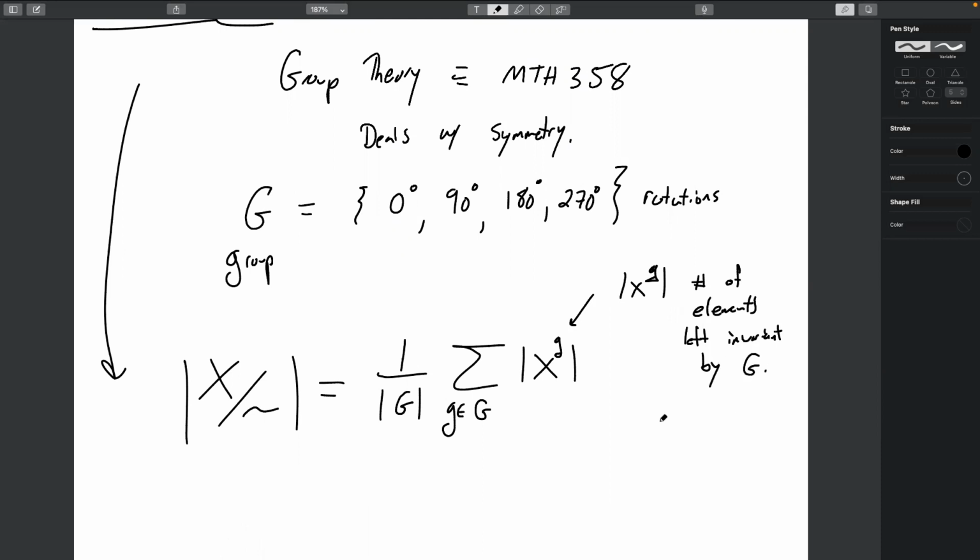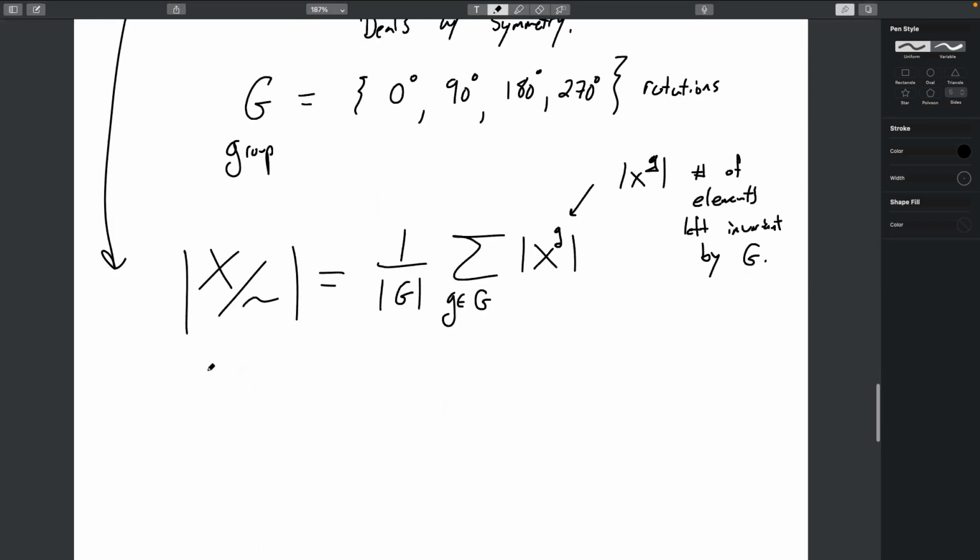I don't know if, when I teach abstract algebra, I usually don't get to this, but did anyone get this formula when they took it? Yeah? We covered it. Okay, but you did some orbit stabilizer kind of stuff. So this thing is called Burnside's lemma.